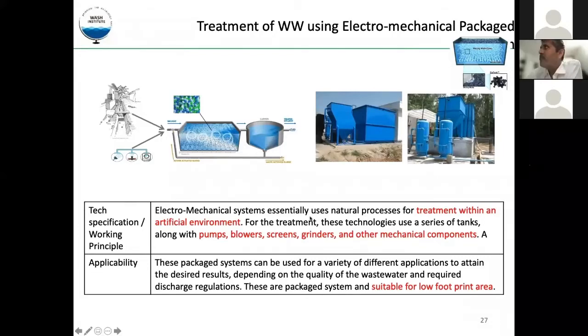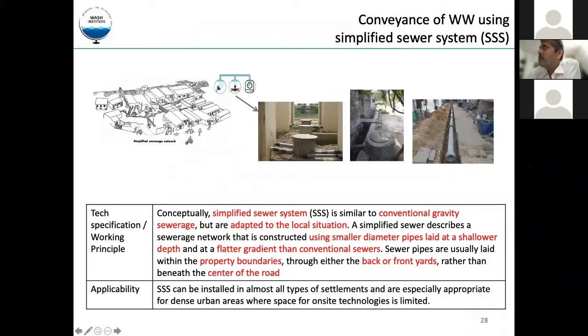With the decentralized system, we always try to use a simplified sewer system. This is not the same as a conventional sewer system, which is used at the city level. If you see below the roads and all those things, this is called conventional piping, whereas there is an alternative to it in a smaller cluster. For the decentralized system, we use this simplified sewer system.